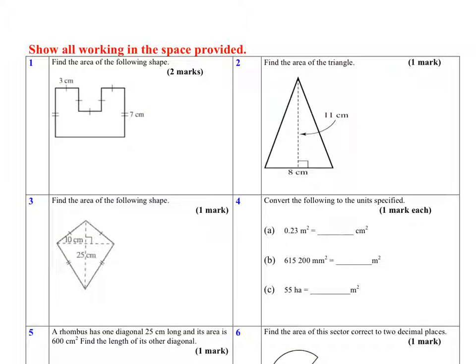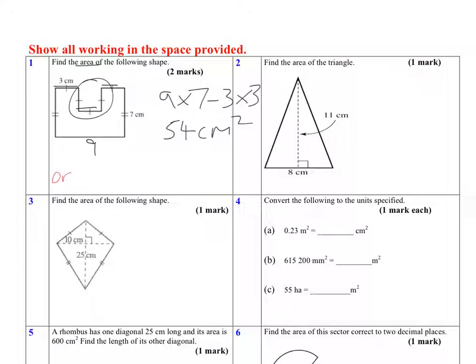Okay, question 1. Area. Okay, there's two ways you can do it. You can either do the complete rectangle. Now, it's 3, 3, and 3, so it's 9. So it would be 9 times 7. But then we're going to take away this square, which is 3 by 3. And we get 54 centimeters squared.